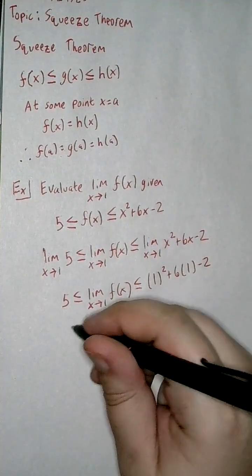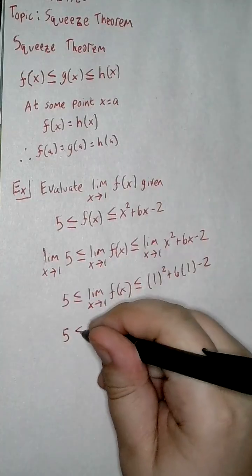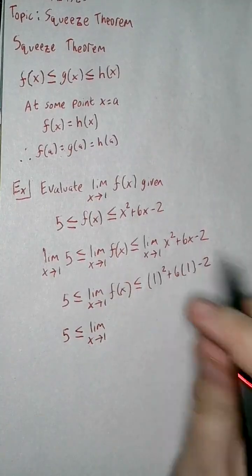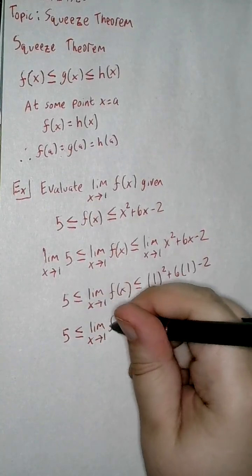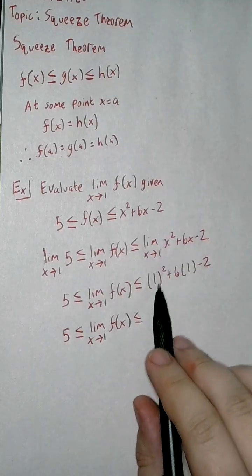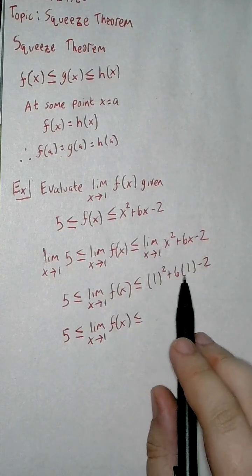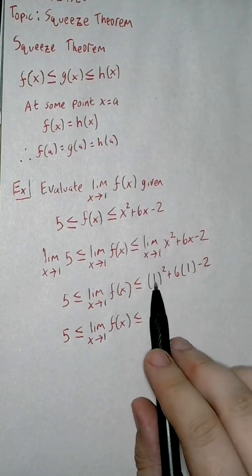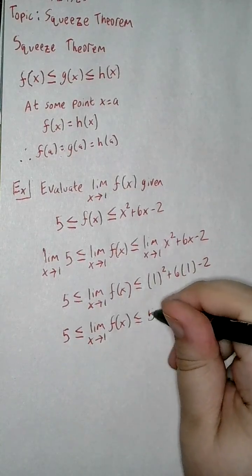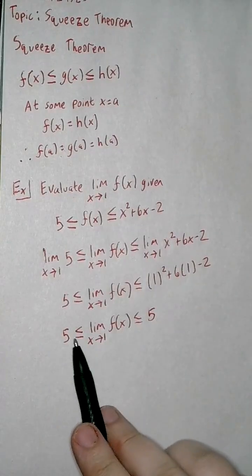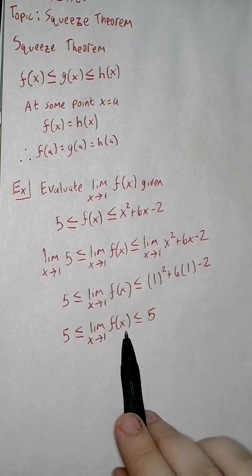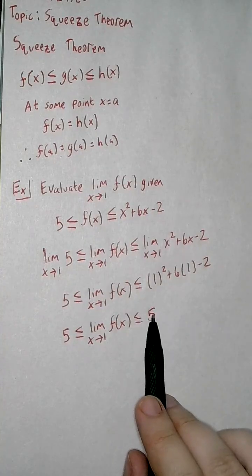So here, on the left I have 5, is less than or equal to the limit as x approaches 1 of f of x, which is less than or equal to. What is this going to be? Well, 1 squared is going to give me 1, and 6 times 1 is 6. So I have 1 plus 6 is 7. 7 minus 2 is going to give me 5. So here, I now have the inequality 5 is less than or equal to the limit as x approaches 1 of f of x, which is less than or equal to 5.